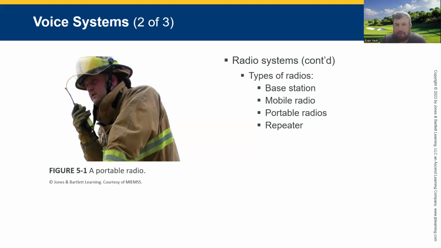it's a handheld radio. And then we've got a repeater. A repeater is just a device that receives a weak radio signal, strengthens it, and then automatically rebroadcasts it. So if you have a big service area, you'll have multiple repeaters so the signal can get strengthened and continue on.